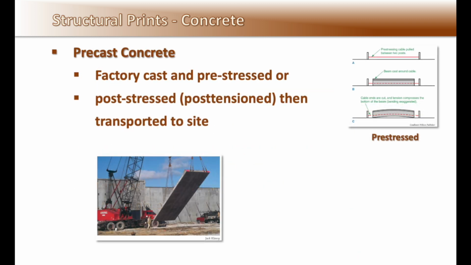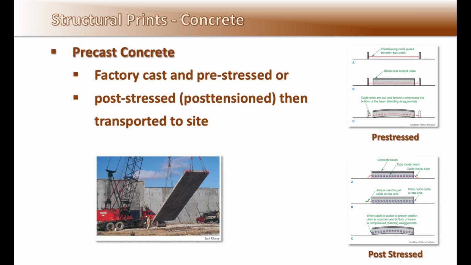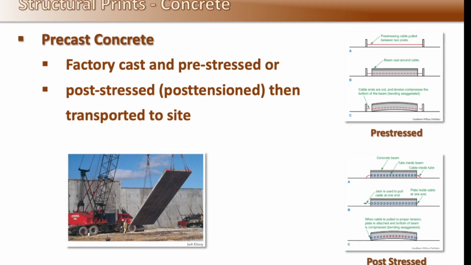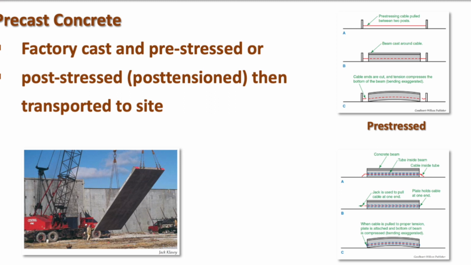Precast concrete is concrete that is factory cast and pre-stressed, which means the cables in the concrete are stressed prior to casting the concrete. When the concrete hardens, the cables are released to put the concrete casting into compression. Remember, concrete is much stronger in compression than tension. The concrete also could be post-stressed, also called post-tensioning. This is concrete that is cast and hardens, and then the cables are stressed, putting the concrete into compression. After the concrete has reached its design strength, it is transported to the job site and set into place.